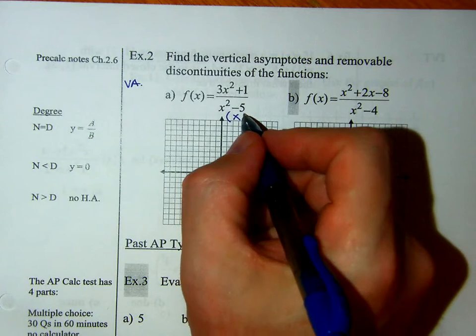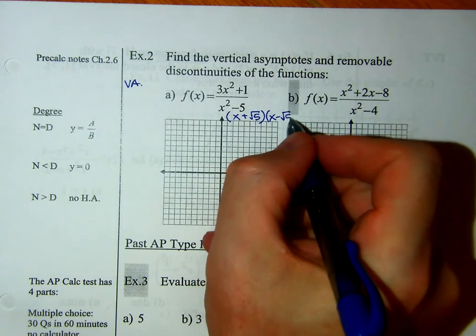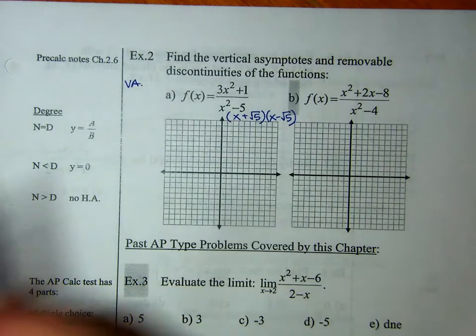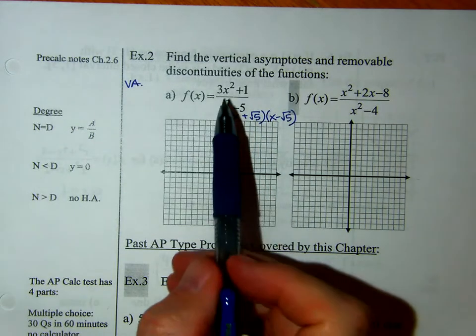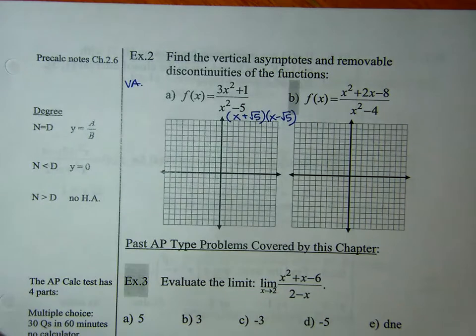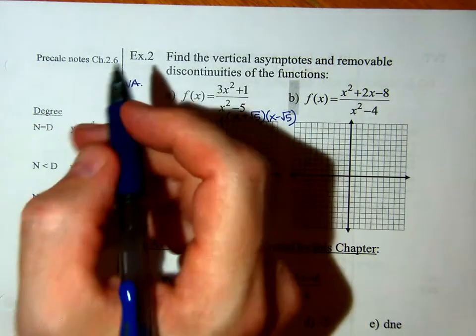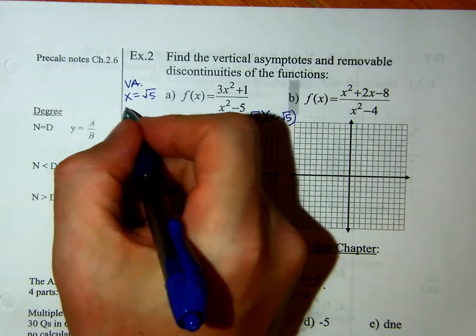So x plus the square root of 5, x minus the square root of 5. The numerator doesn't really factor there for us. So what we want to be careful about is if the numerator does factor, and we'll get canceling factors there, then we want to be careful because that's a removable discontinuity. But we don't have that here. So we have vertical asymptotes at x equals root 5 and x equals negative root 5.